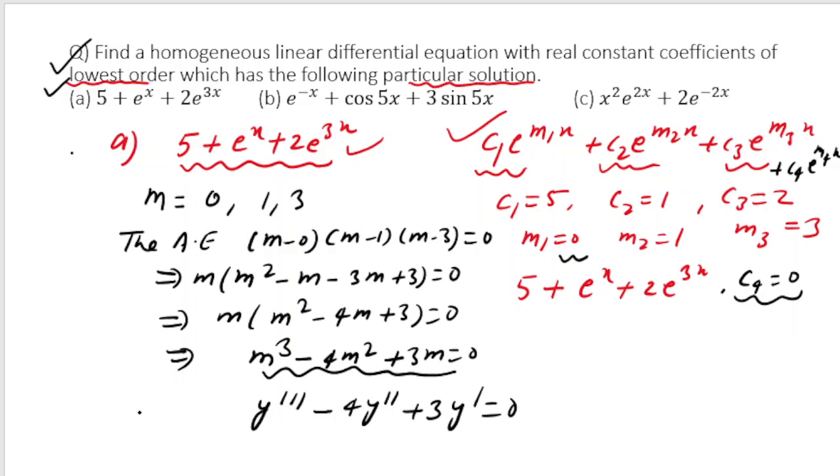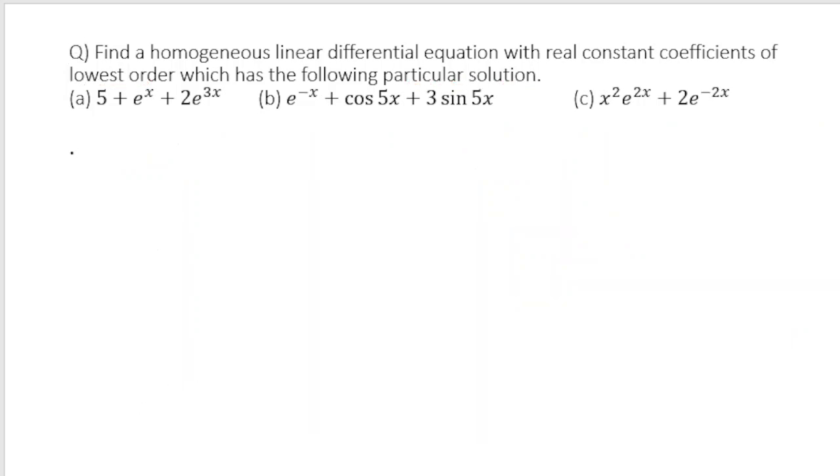Okay, now let us move to the B part. So if I have to solve the B part, let me change this color. The particular solution is e to the power minus x, cos 5x and 3 sin 5x. And one thing I think you are smart enough to understand: if the particular solution contains a cos 5x term and a sin 5x term, it means that the roots of the auxiliary equation must be complex roots, right?